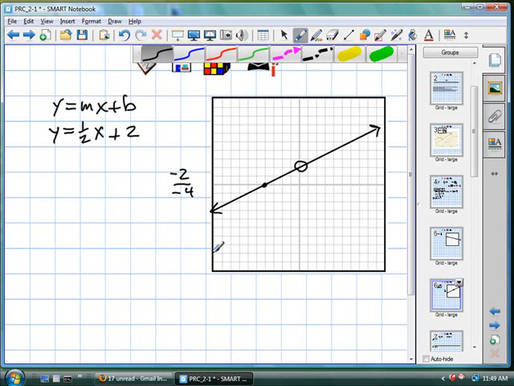Since I usually like to start with the y-intercept, that usually is a place I like to begin, but you could begin anywhere. Okay, I'm assuming that looks pretty familiar.